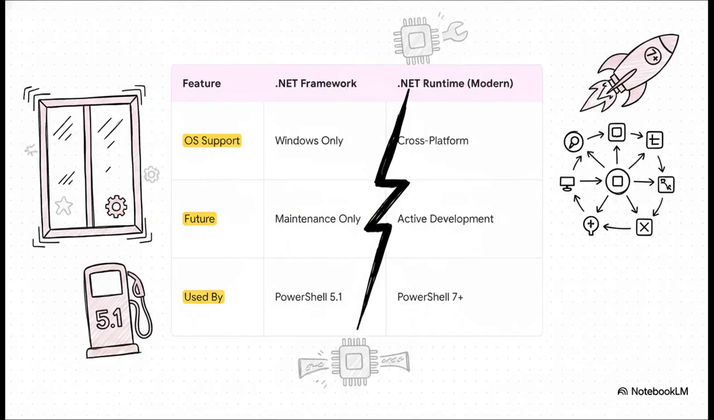This table really breaks down the critical differences. The old .NET framework, Windows only. And honestly, it's pretty much in maintenance mode now. It's not getting cool new features. That's the engine for PowerShell 5.1. The modern .NET runtime, though, is cross-platform, and it's where all the active development is happening. That's the engine for PowerShell 7. They are not the same thing, and yep, they can live right next to each other on the same machine.